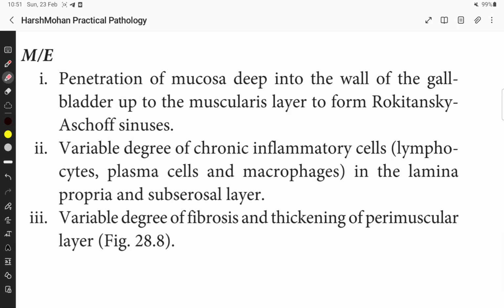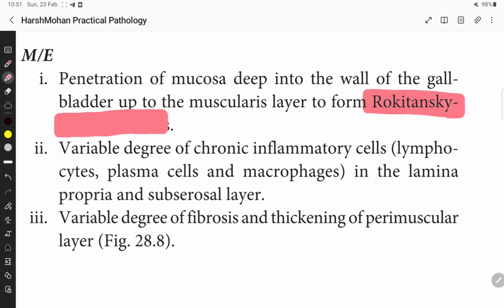Microscopic appearance. Penetration of the mucosa deep into the wall of the gallbladder up to the muscularis layer to form Rokitansky-Aschoff sinuses. The mucosa penetrates up to the muscularis layer to form the Rokitansky-Aschoff sinus.